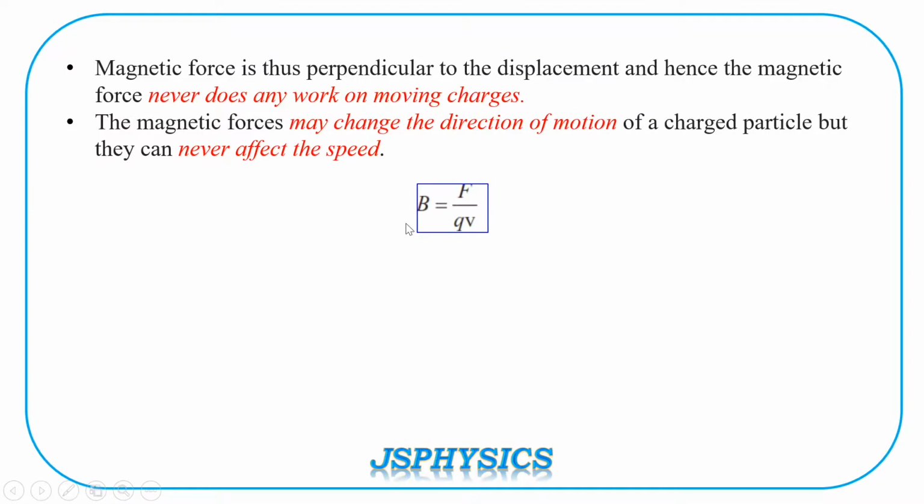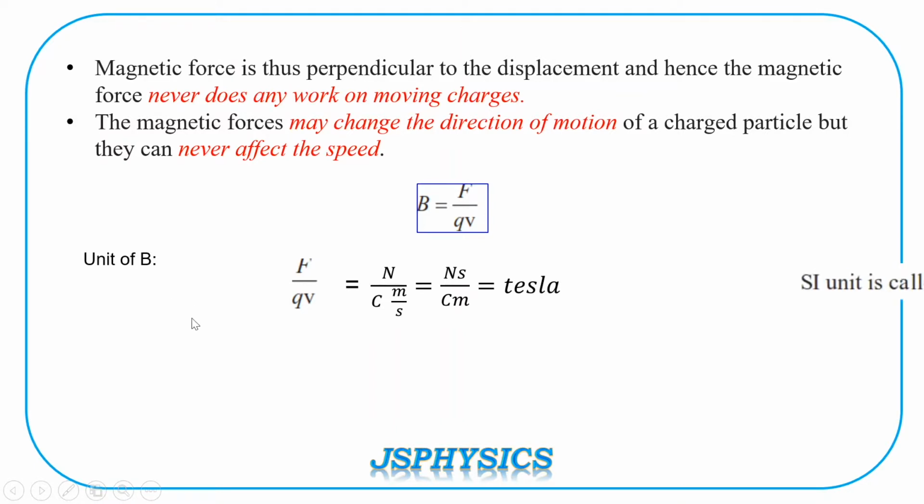Now the magnetic field is given by F by qv. From this we can find the unit of magnetic induction. We have the formula F by qv. The unit of force is Newton, charge is Coulomb, velocity is meter per second, and that gives us Newton second per Coulomb meter, which is given a new name, that is Tesla. So Tesla is the unit of magnetic induction.